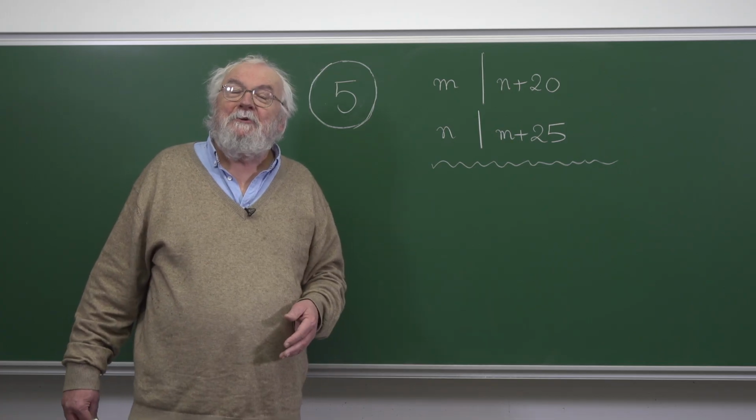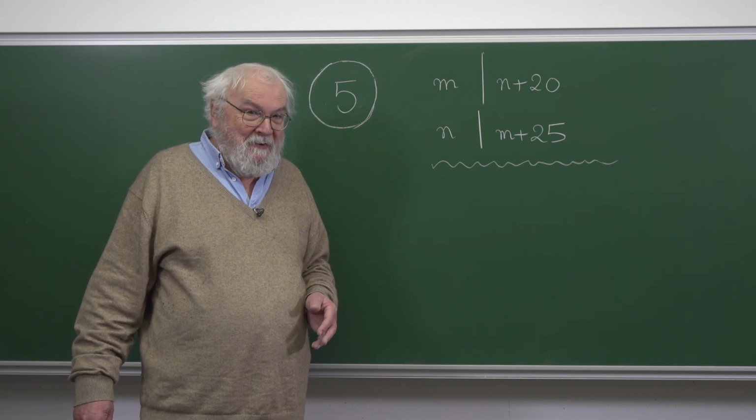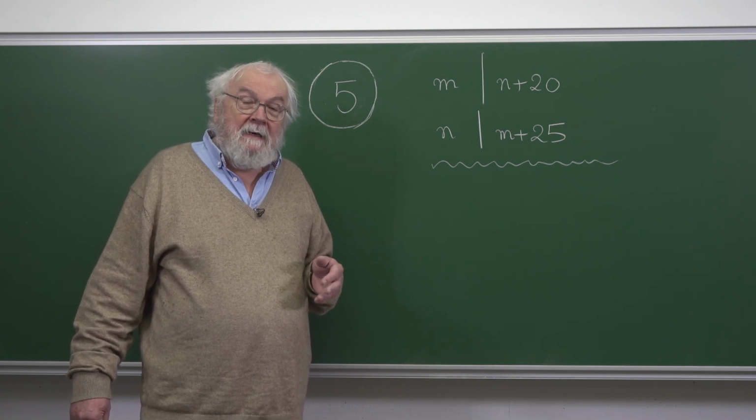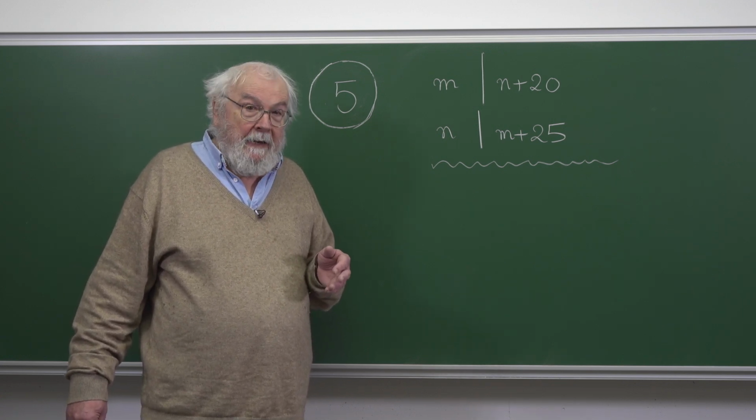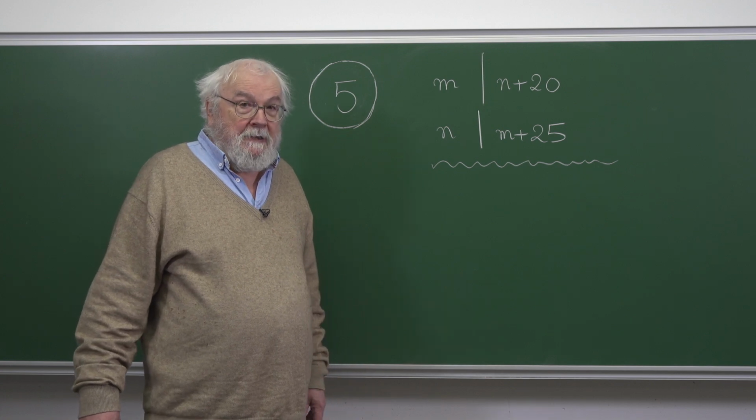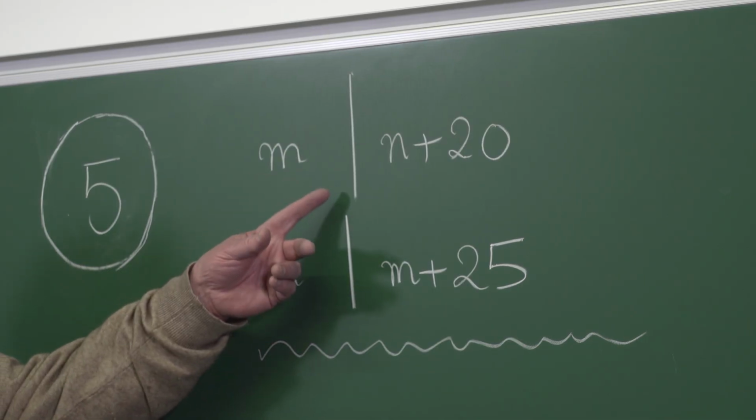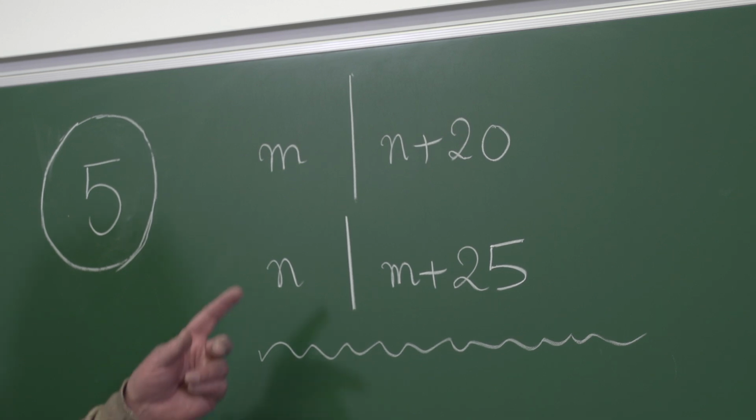This question is about two positive integers, m and n. We're interested in maximizing m plus n subject to two divisibility conditions. m divides n plus 20 and n divides m plus 25. So this big vertical line means divides.